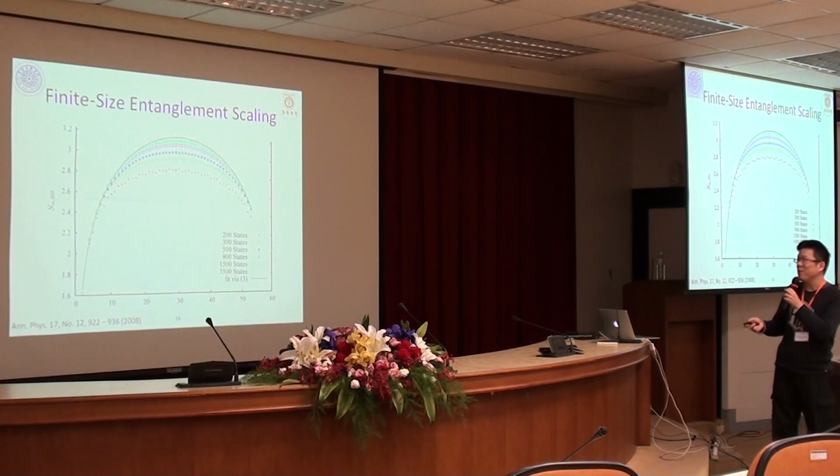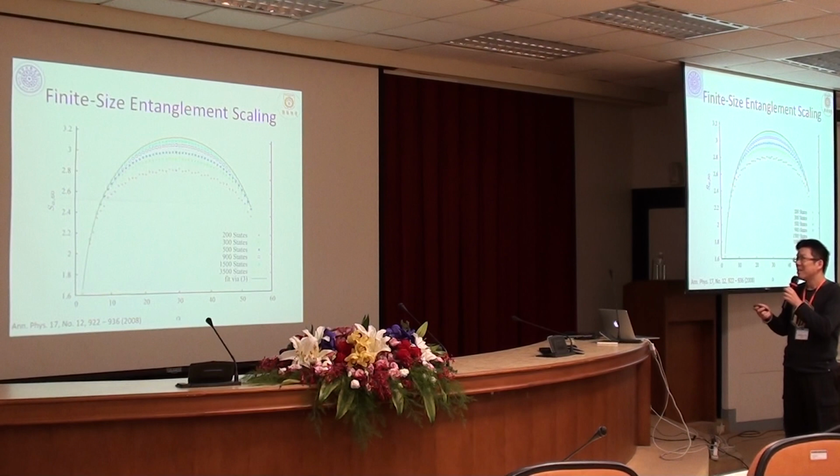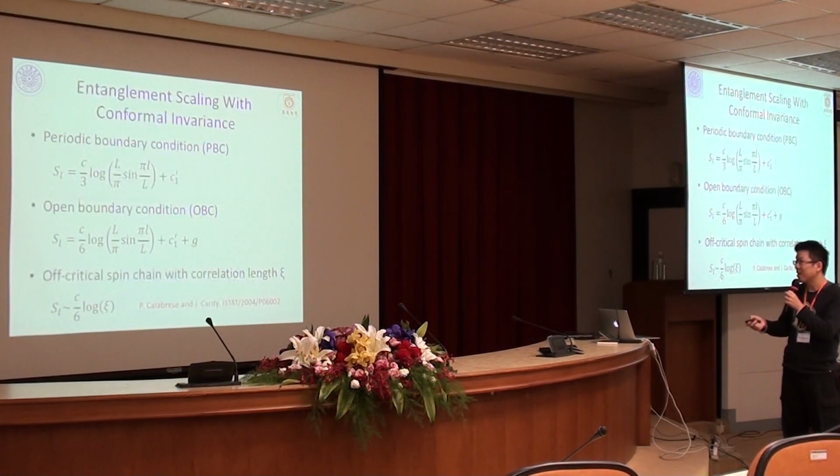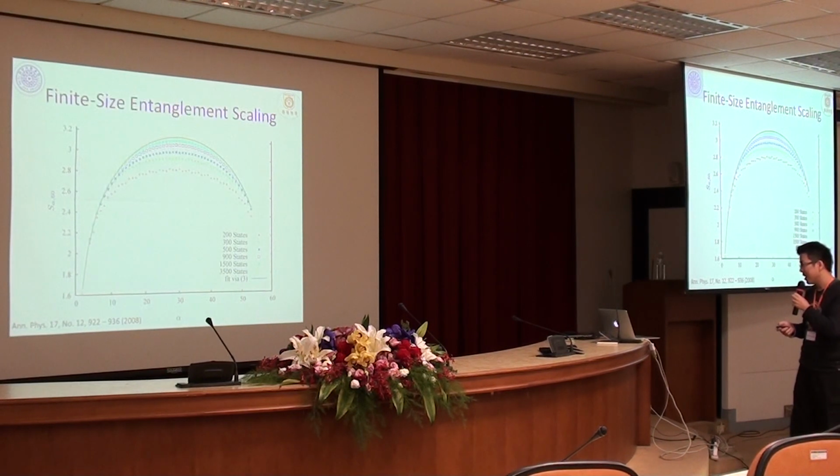So if you do, for example, a Heisenberg model and compute finite size entanglement, you can get this curve, basically from this formula. If you fit this formula, you can get a central charge. So that's a very standard way nowadays.